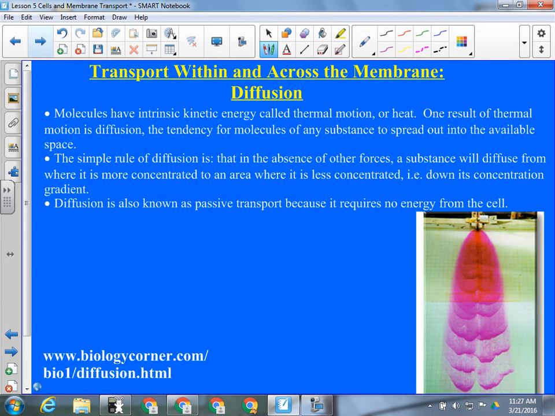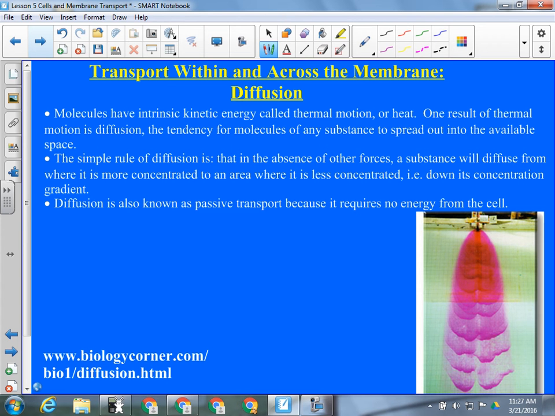Okay, transport. We're not going to get too far into transport before the bell goes, but we'll start with the most important one. Diffusion is a natural process. The cell has no control over it, but it works really well over short distances to transport materials, and they'll usually get where they need to go.